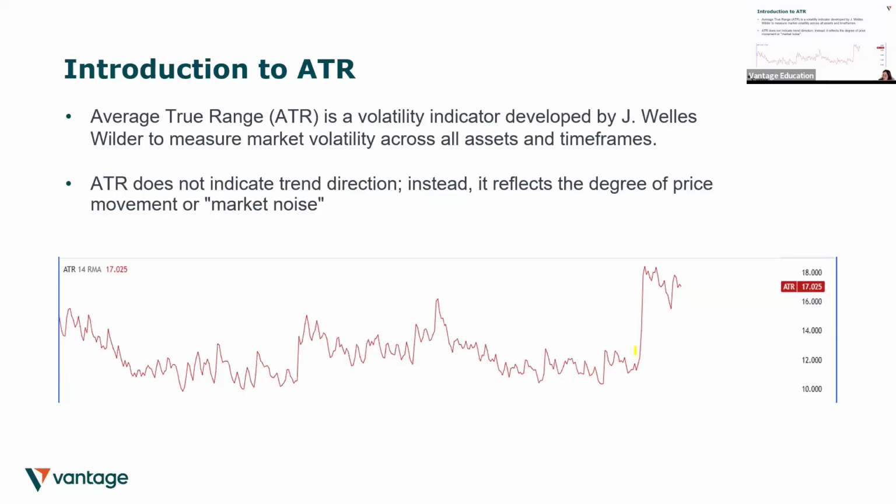Introduction to ATR. ATR stands for average true range. It is a volatility indicator developed by J. Welles Wilder to measure market volatility across all assets and time frames. So if you want to trade gold or other assets, on H1, H4 or D1, you just have to look at the ATR on that specific time frame. I will guide you later. ATR does not indicate trend direction. Instead, it reflects the degree of price movement or market noise.